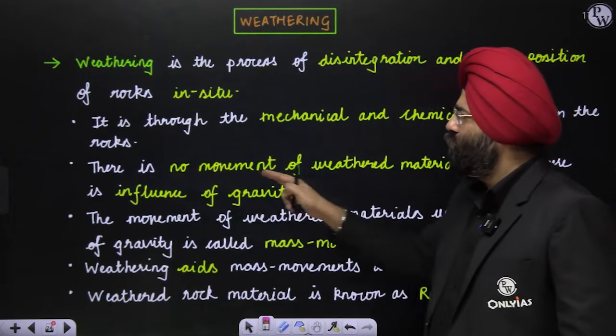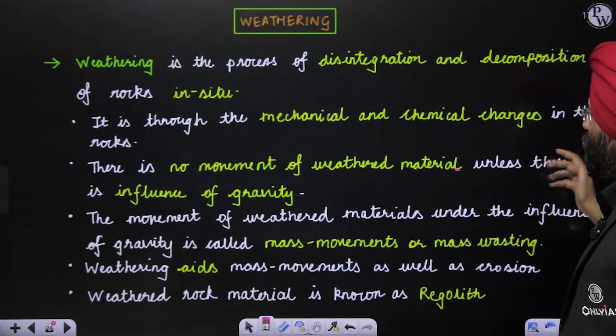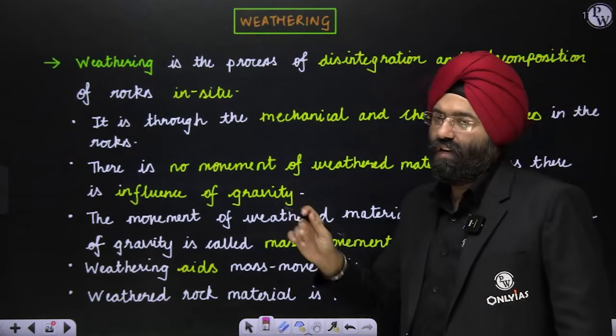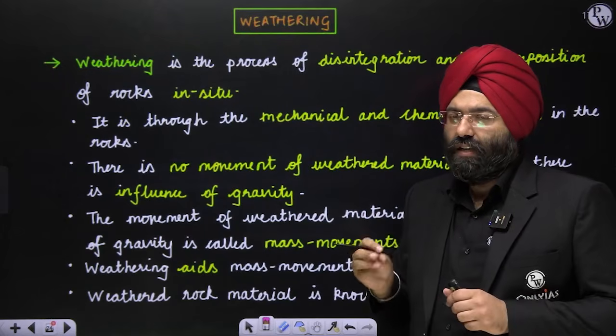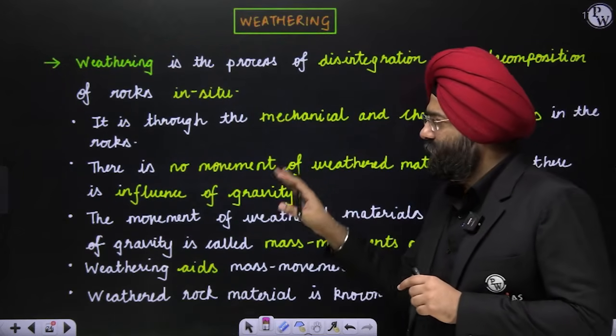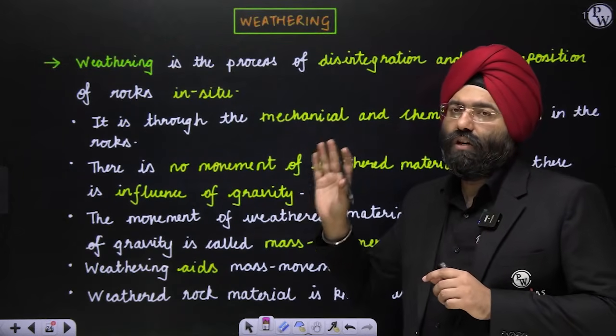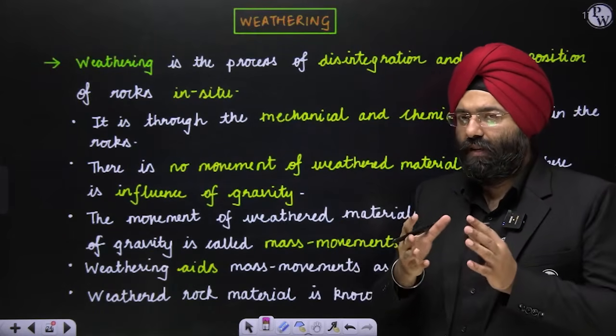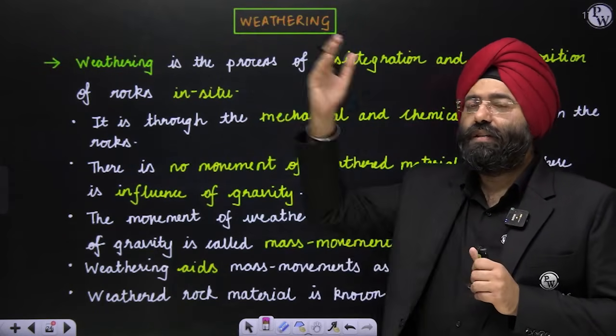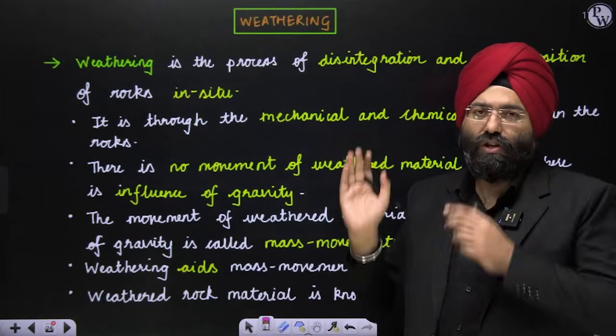There is no movement of weathered material unless under the influence of gravity. That is why we have said if any movement is taking place, it might be due to gravity. But under weathering, we do not consider any movement of the substances, because that will come under the topic of erosion and transportation.